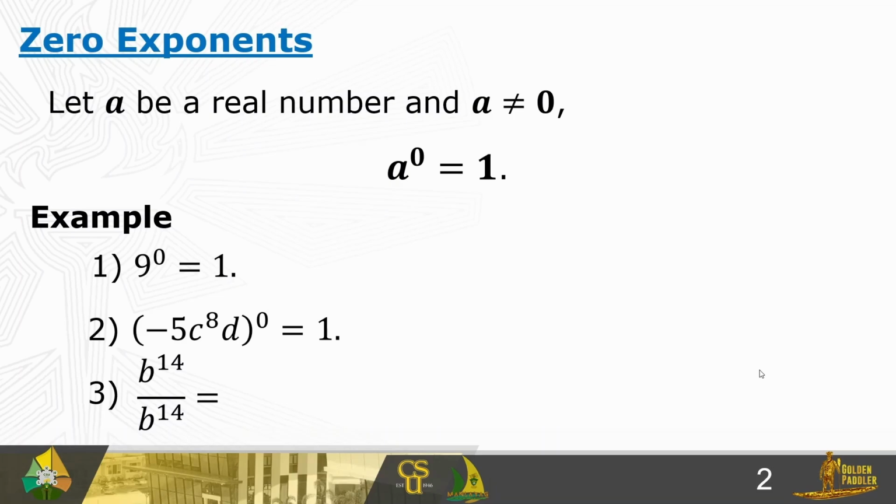Another example, b raised to the power of 14 over b raised to the power of 14. Applying the previous rule, we have b to the power of 14 minus 14, so we have b to the power of 0, and b raised to the power of 0 is equal to 1.